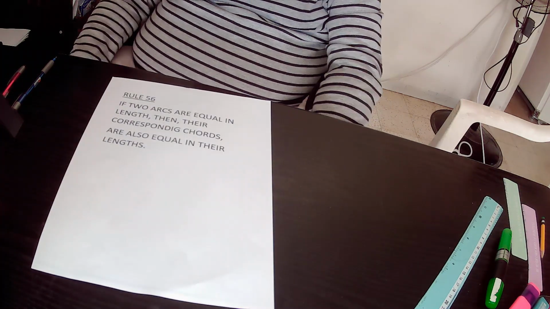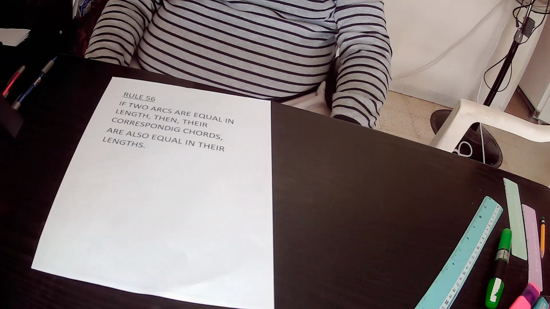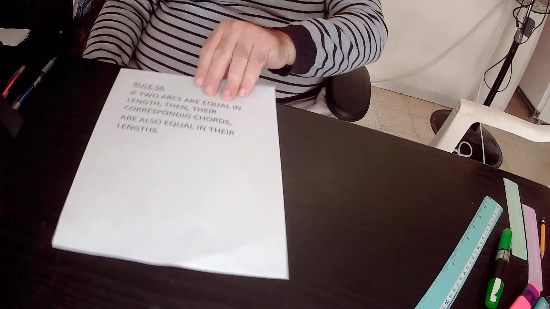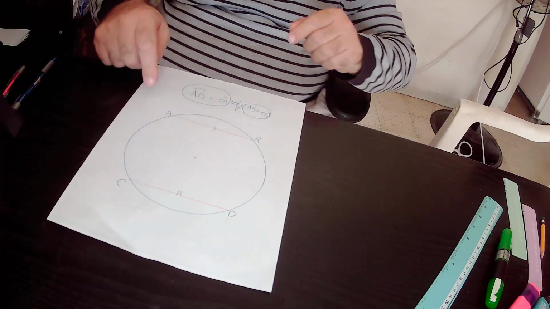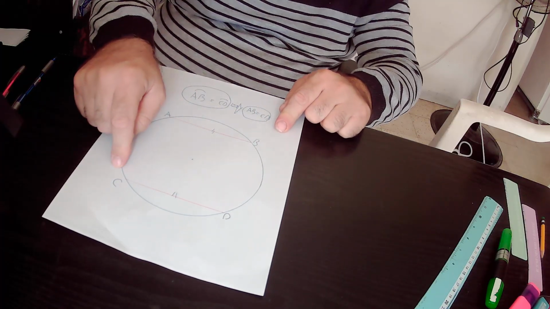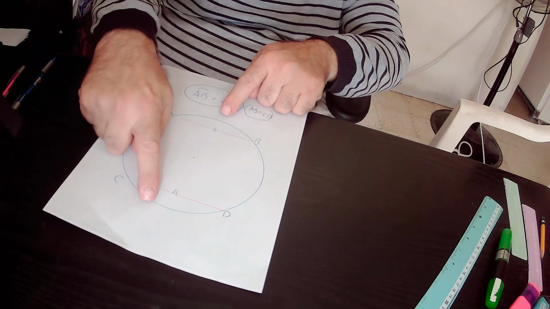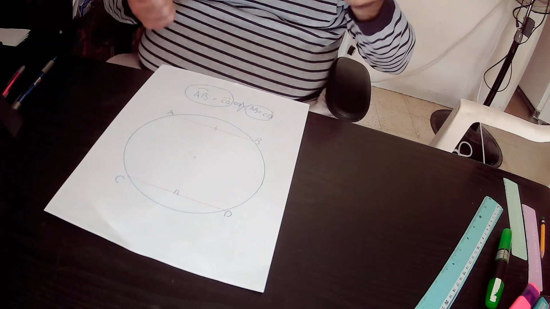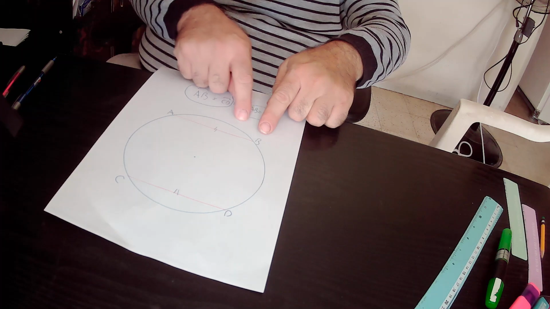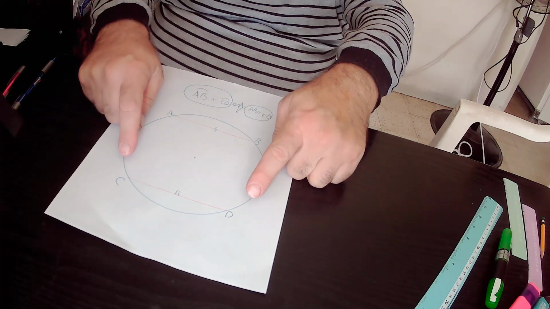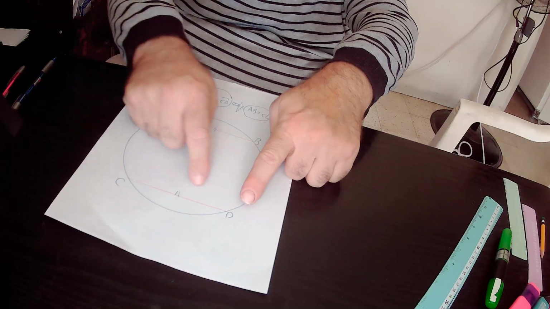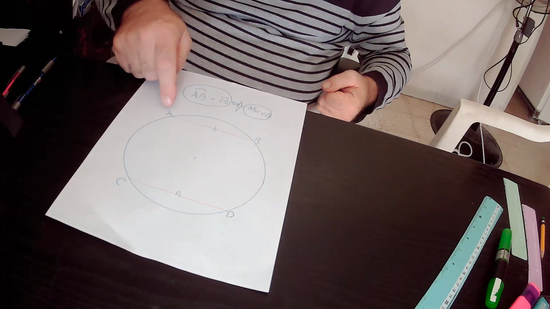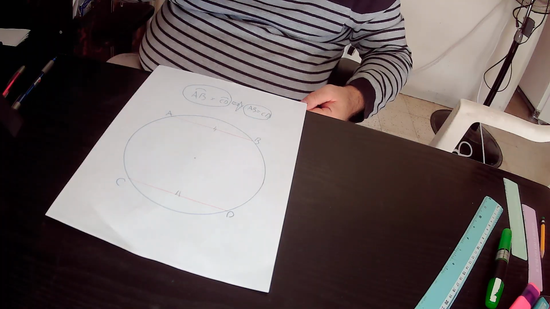According to rule 56, if two arcs are equal to each other in their lengths, then their corresponding chords are also equal to each other in their lengths. In the drawing circle, this is arc AB, it is equal to this arc CD in its length. So those two arcs are equal to each other in their lengths. And therefore their corresponding chords must also be equal to each other in their lengths. The corresponding chord of this arc AB is chord AB, and the corresponding chord of this arc CD is chord CD. So the two corresponding chords are also equal to each other in their length. That is to say, chord AB equals chord CD in its length.